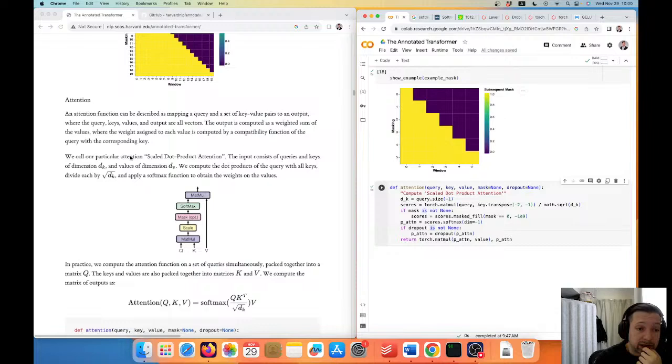We call our particular attention scaled dot product attention. The input consists of queries and keys of dimension d sub k, and values of dimension d sub v. We compute the dot product of the query with all keys, divide each by the square root of d sub k, and apply a softmax function to obtain the weights on the values.